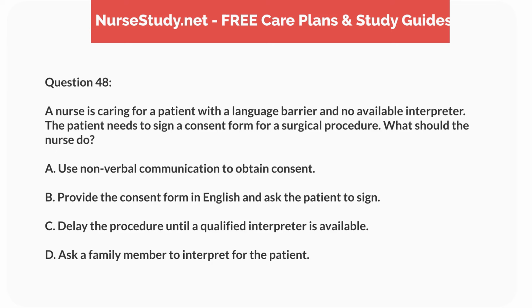Question 48. A nurse is caring for a patient with a language barrier and no available interpreter. The patient needs to sign a consent form for a surgical procedure. What should the nurse do? A. Use nonverbal communication to obtain consent. B. Provide the consent form in English and ask the patient to sign. C. Delay the procedure until a qualified interpreter is available. D. Ask a family member to interpret for the patient.